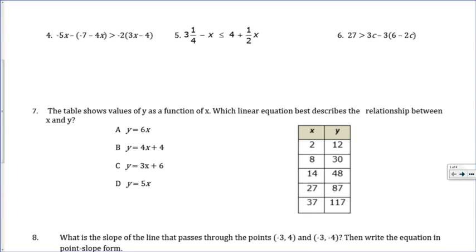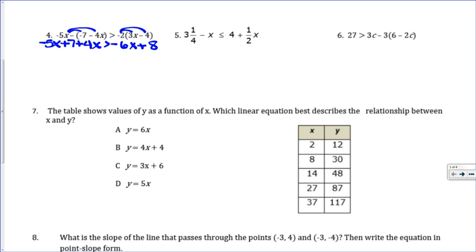So like we practiced, solving inequalities is very similar to solving equations. The first thing we're going to do is distribute our negative. So we get negative 5x. Negative times negative 7 is going to be a plus 7. And then negative times negative 4x would be a plus 4x, is greater than, get rid of your parentheses on the right side by distributing, negative 6x plus 8.